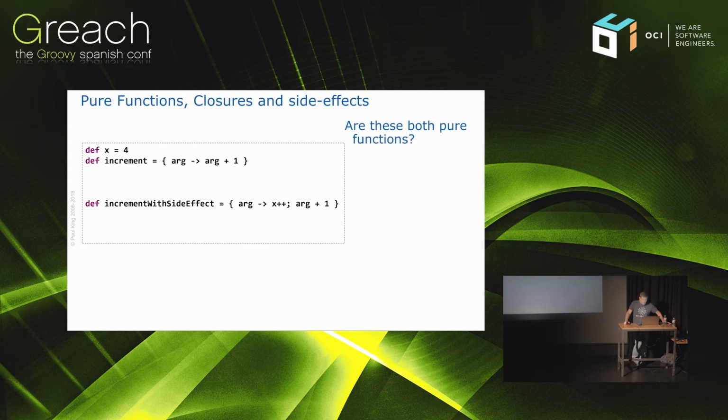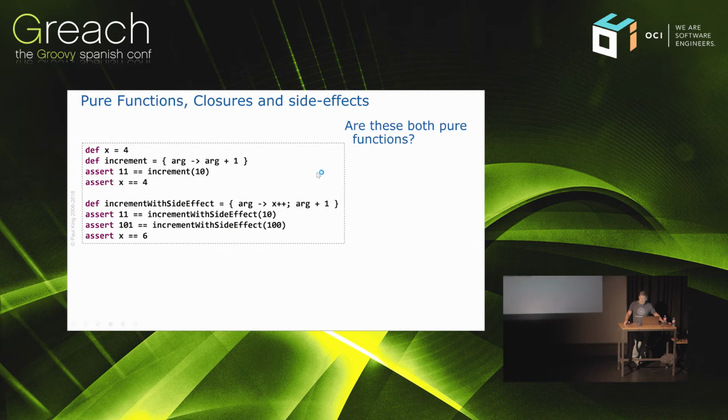So I've got two closures up there, two functions. Are they pure functions? Well, I could have tried to be sneaky and named them in an obscure way, but because of the naming that I've got there, one's called increment and one's called increment with side effect. Hopefully you've all guessed that one of these is pure and one's not.